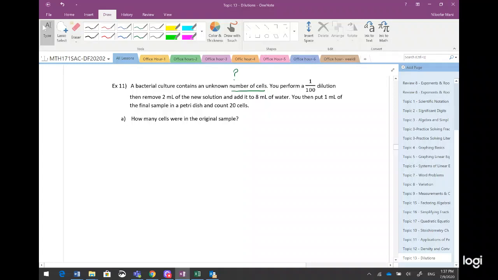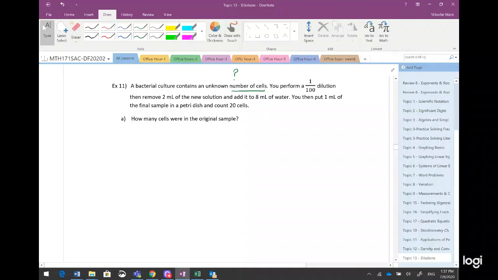Okay, so yes, I do this question, and I can just stop the video and then do the rest in the next one. So here, a bacterial culture contains an unknown number of cells. Here I don't know the unknown number of cells. You perform 1 over 100 dilution. How do you do it? Is it 1 over 1 plus 99? We don't know. Okay, maybe yes, maybe no.